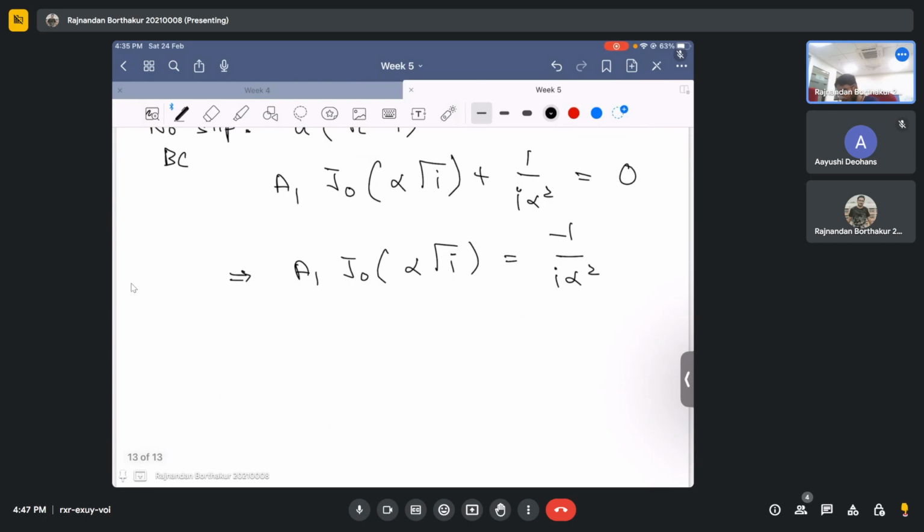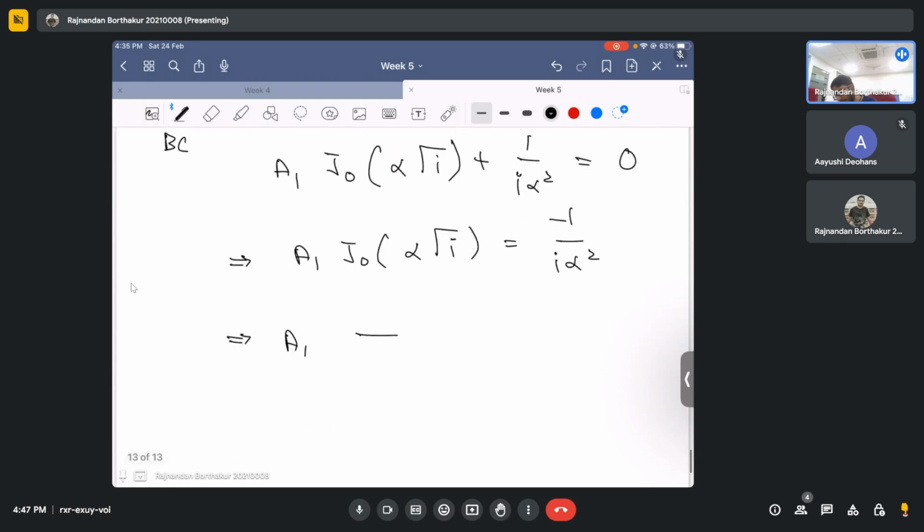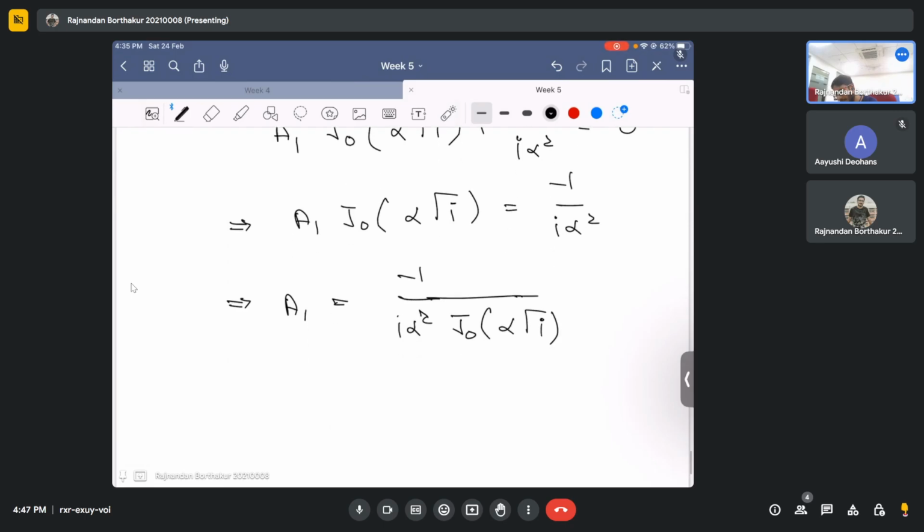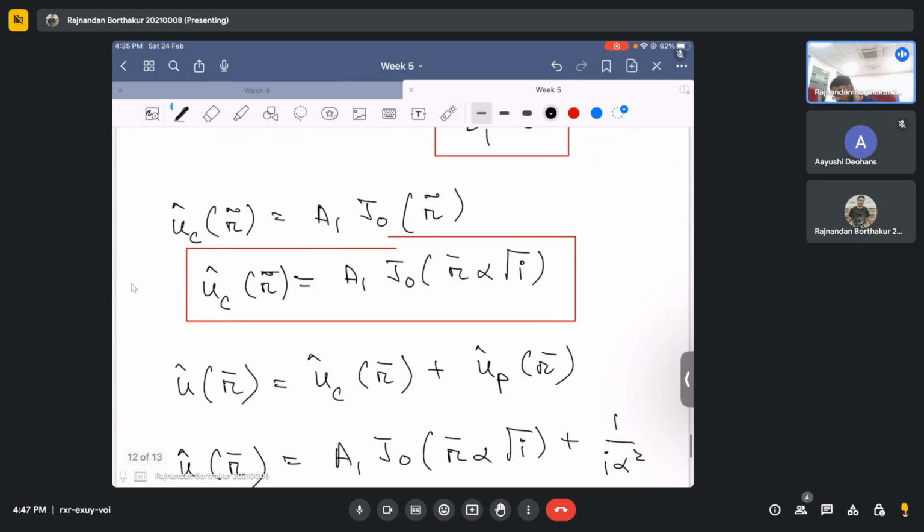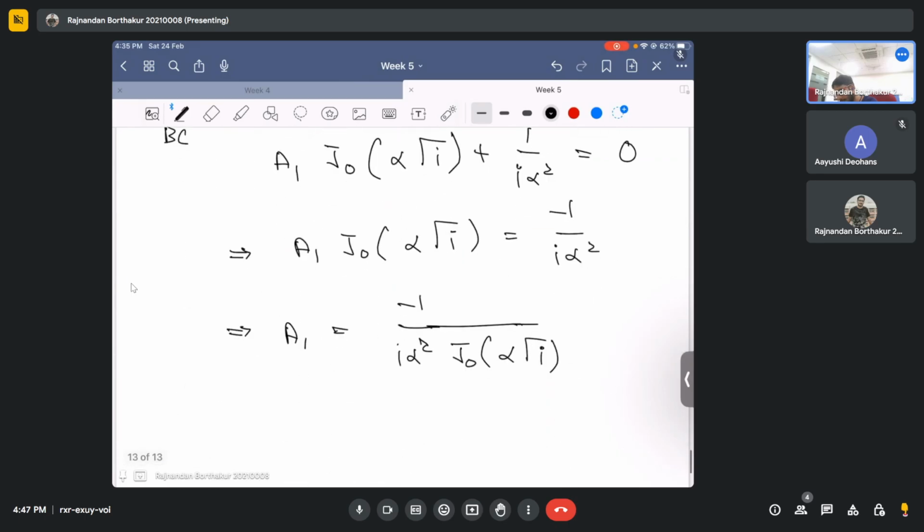And what do we get? So we get a1, I hope the math is clear. So we get a1 as minus 1 by I alpha squared j0 of alpha root over I. Okay. So we got a1 basically. So we got b1 and we got a1.